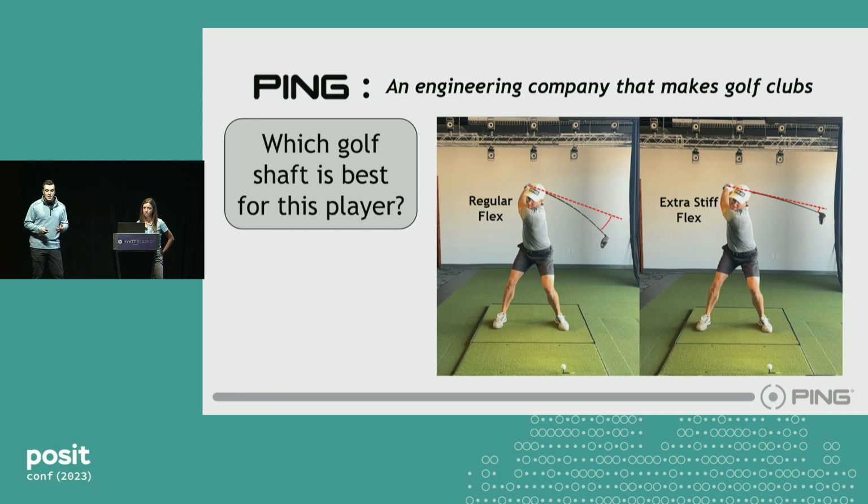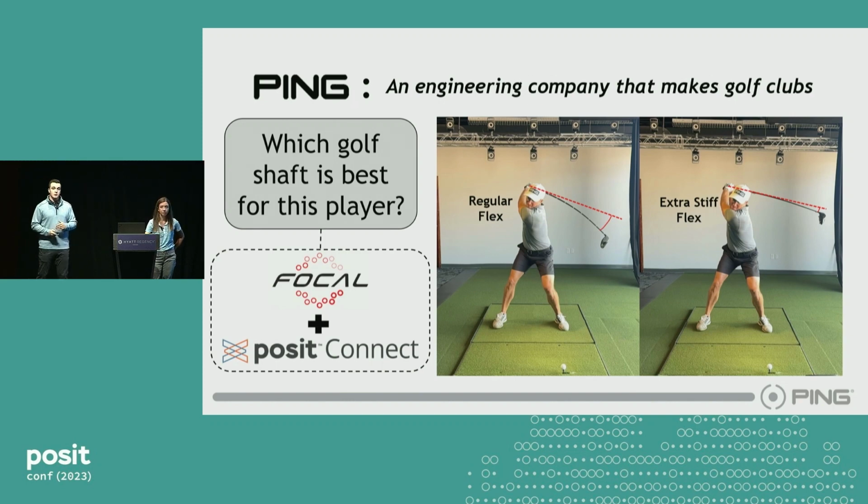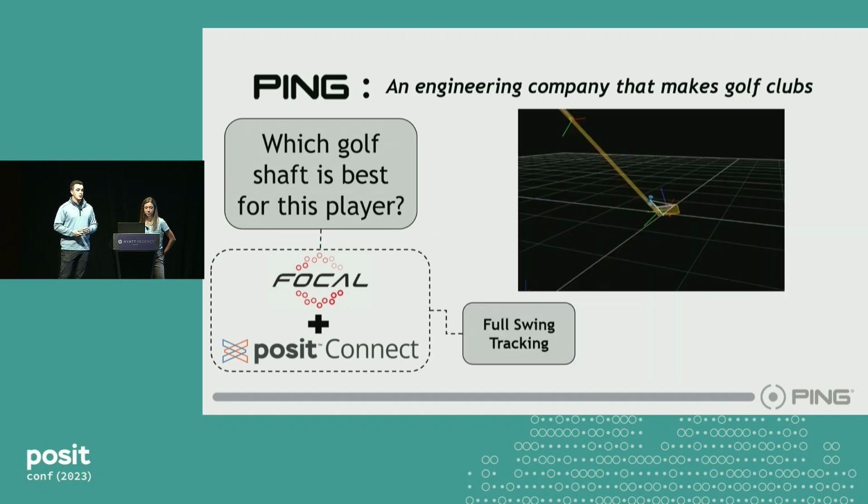To an extent, Chris is a bit of an outlier in terms of the general golf population, with how fast he's swinging and how much he's loading the club. But the important thing to consider is that all golfers load the shaft and load the club differently at this point. These loading patterns should be well understood and measured to answer the question of which golf shaft is best for this player. So we're going to showcase how we utilize our high-tech motion capture system that we call Focal and leverage Posit Connect to answer this question.